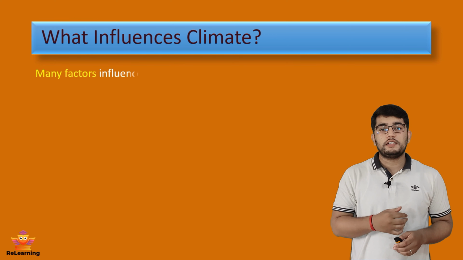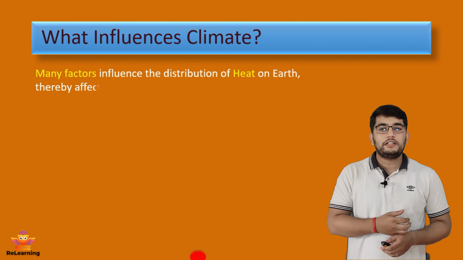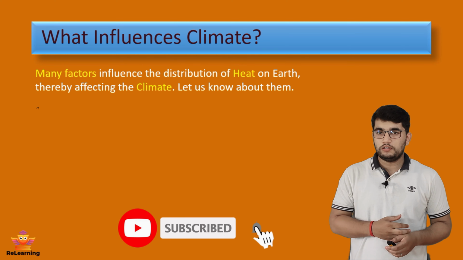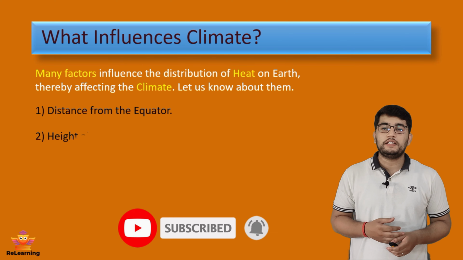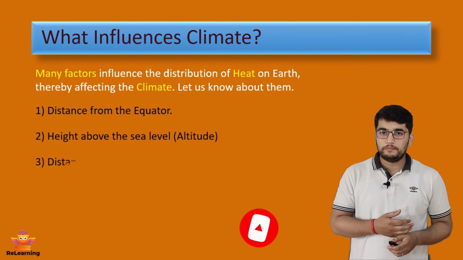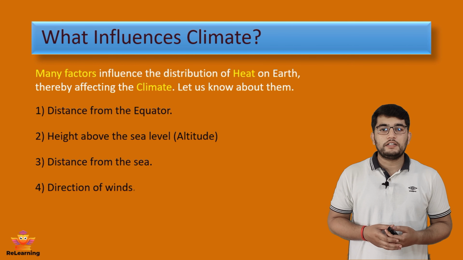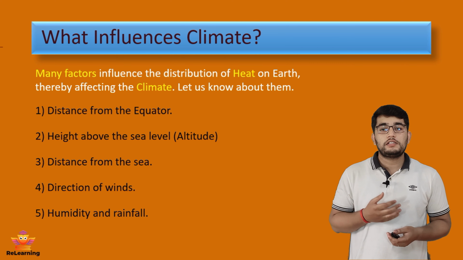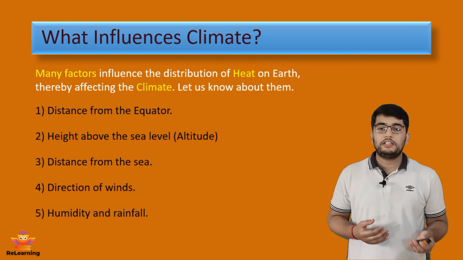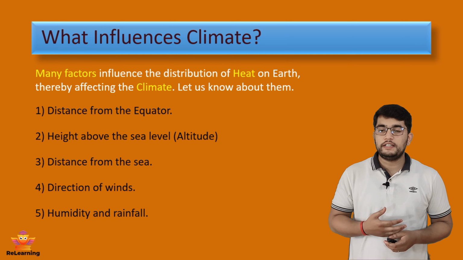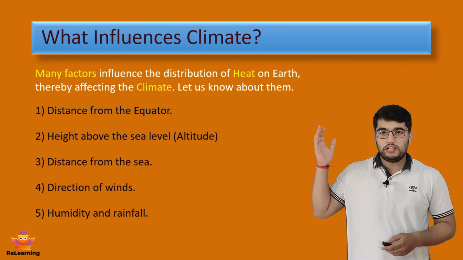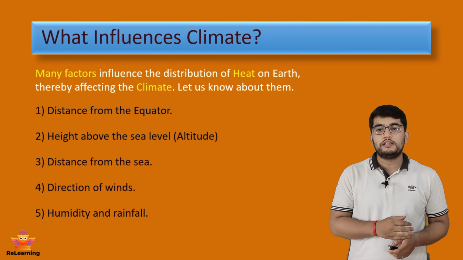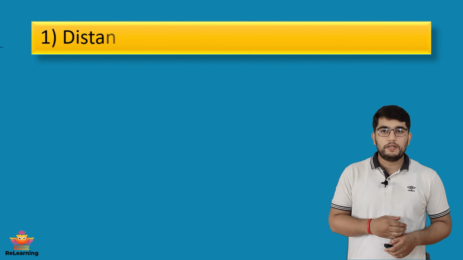What influences the climate? Many factors influence the distribution of heat on the earth, thereby affecting the climate. Let us know about them. Distance from the equator, then height above the sea level, which is also called altitude, distance from the sea, direction of the winds, humidity and rainfall. These all are the factors which are influencing the climate. Let's see the next part.